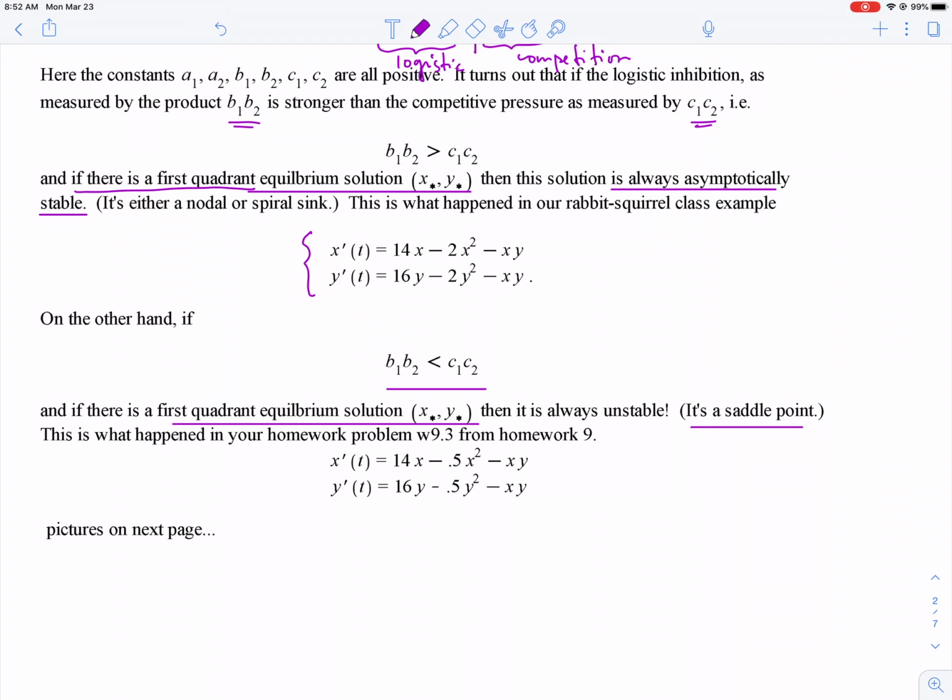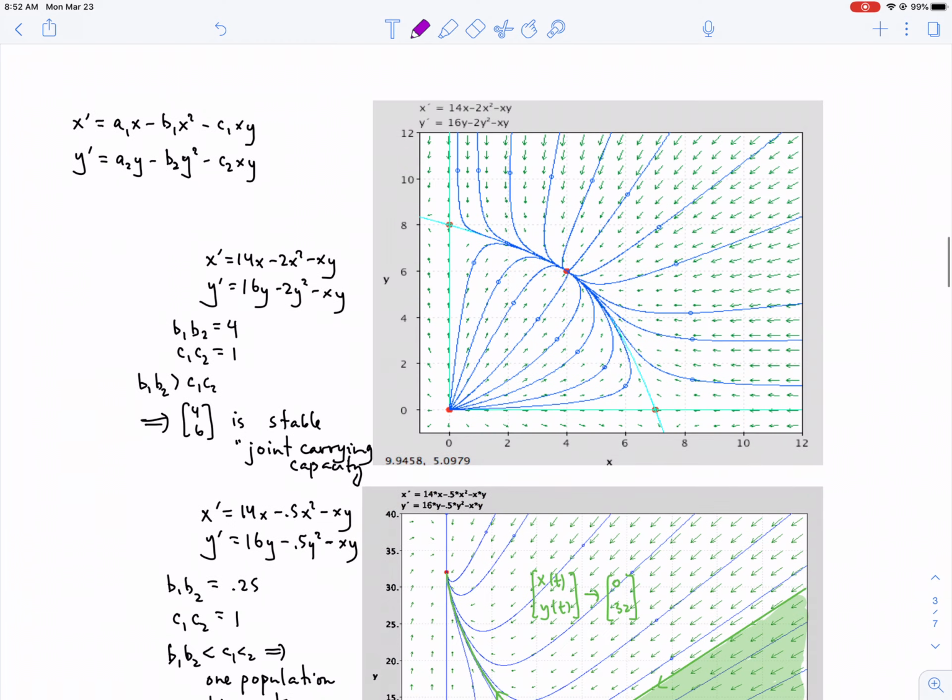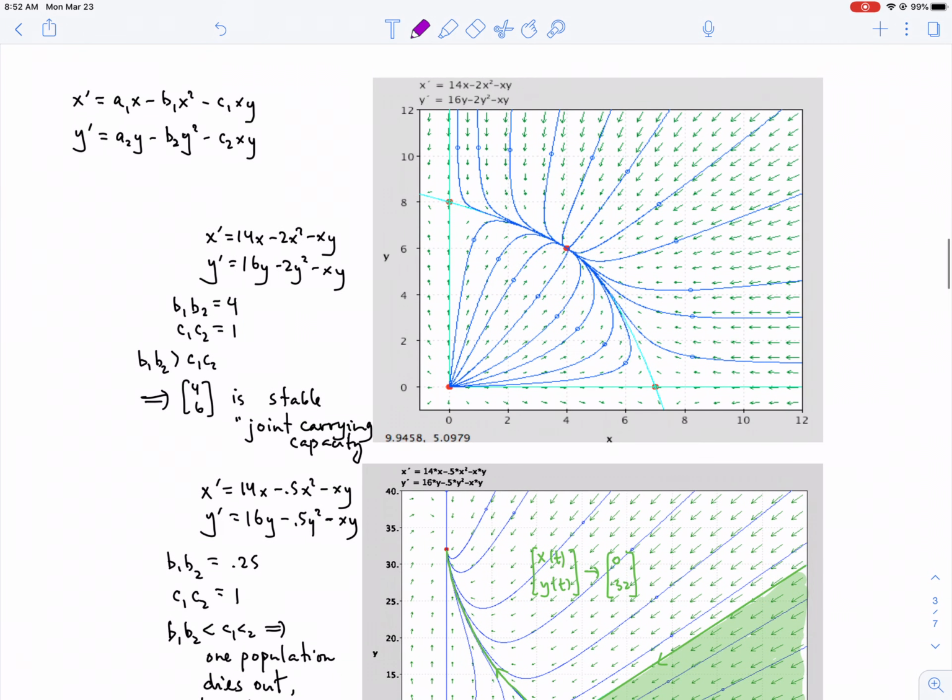And one or other of the populations will die out depending on where the initial point x naught, y naught lies. So let's just look at a couple of pictures. I just magnified this system. So this was, the first example is the one we were studying.